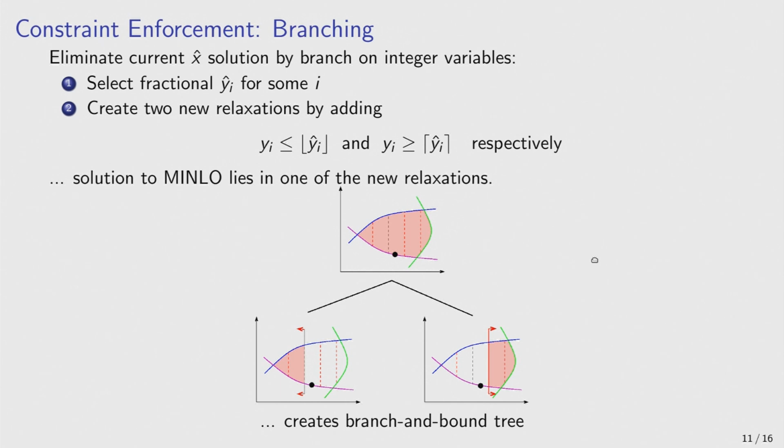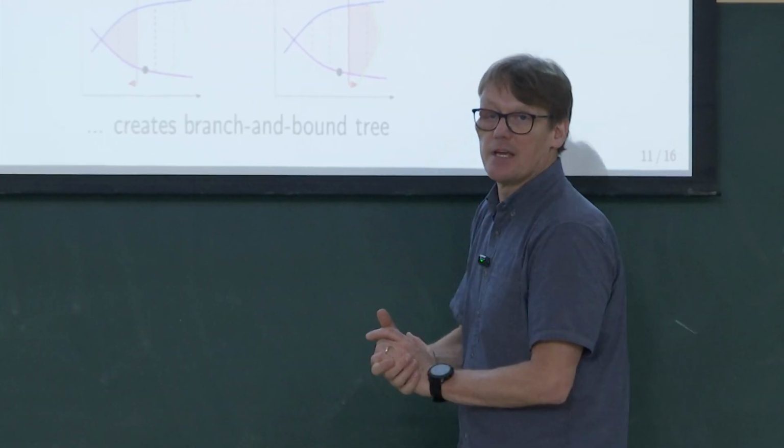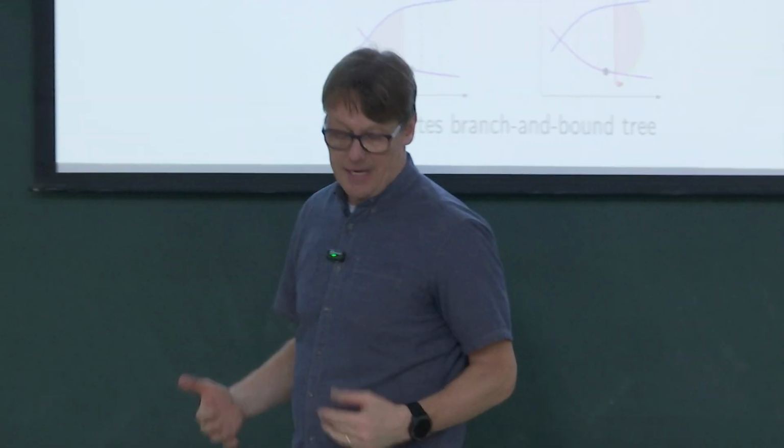Unfortunately, if I repeat this, I could create a big branch and bound tree. And this is what sort of is the basis for branch and bound, that we branch, create this disjunction on one of the integer variables at a time. You can also branch on multiple integer variables. So for example, for special ordered sets, you branch on subsets of the integer variables. And there's other ways of branching.